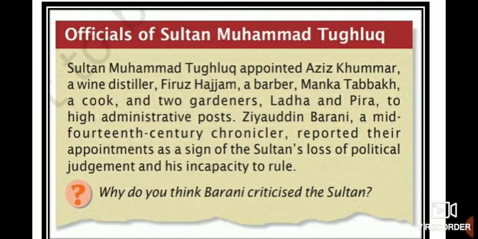Sultan Muhammad Tughlaq appointed, see how crazy these two were. Sultan Muhammad Tughlaq, what did he do? He appointed Aziz Khummar, who was a wine distiller. He used to give wine to the Sultan, right? Firuz Hajjam was a barber. Again, Manka Tabbakh, a cook, and two gardeners, Ladha and Pira, to high administrative posts. Means a wine distiller, a barber, a cook, gardeners.